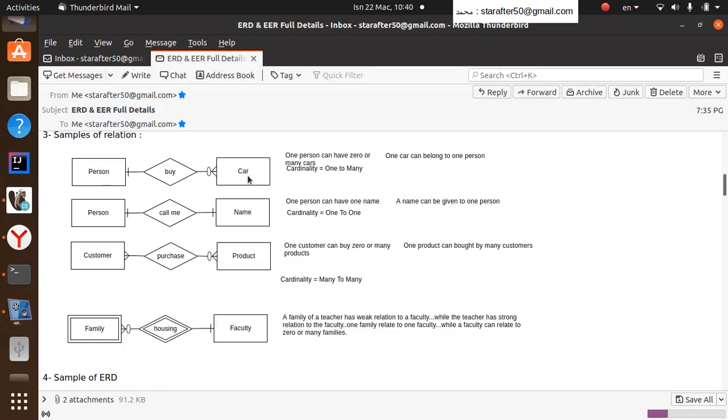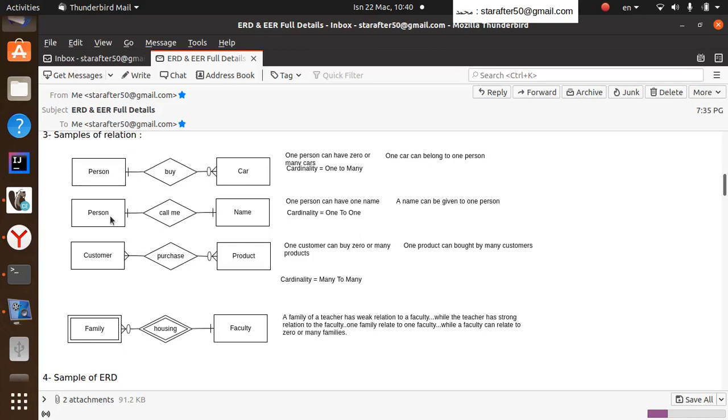Now on the other hand, one car belongs to how many persons? This car will belong to only one person. So the one is represented with this pipeline. Let's see another relation. So here one person can have zero or many cars, and one car can belong to one person. So the cardinality is one to many.